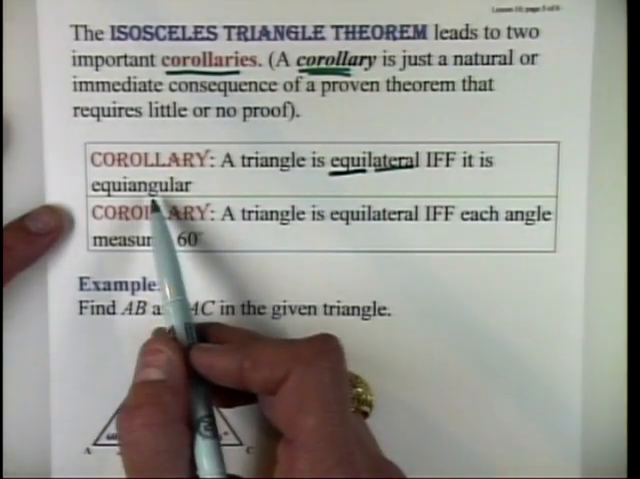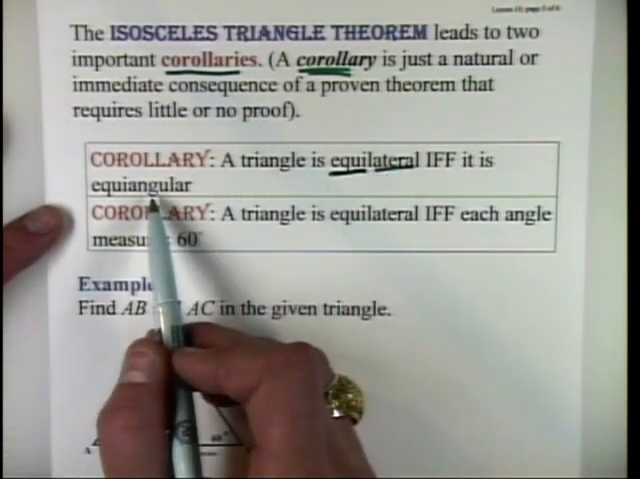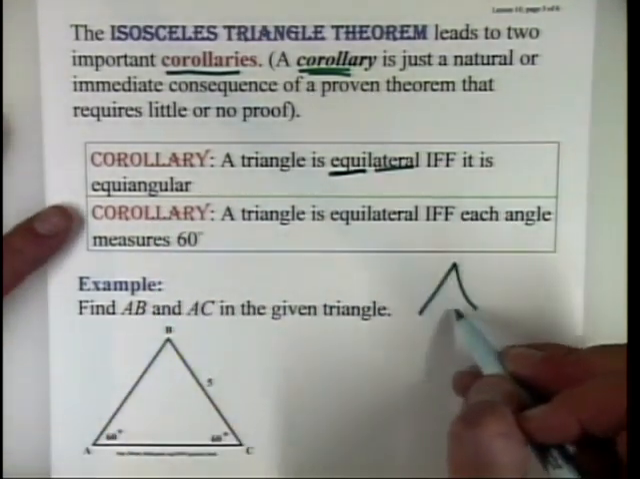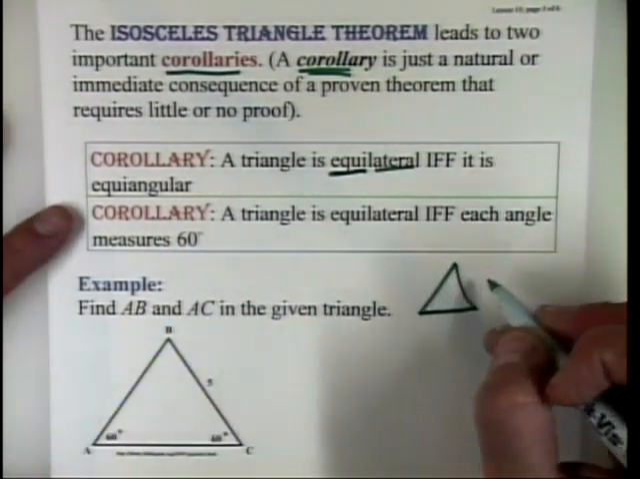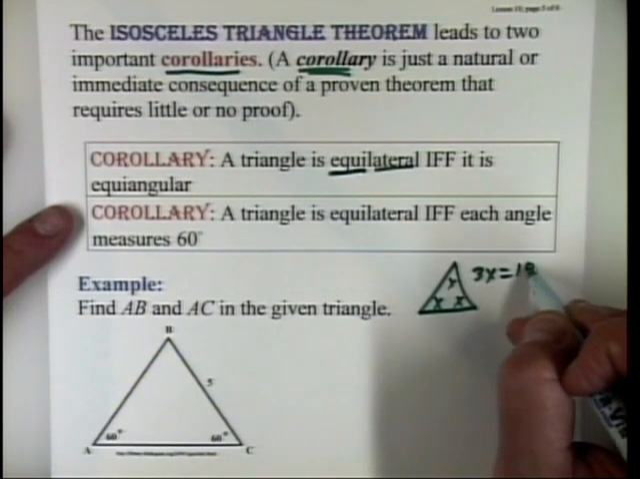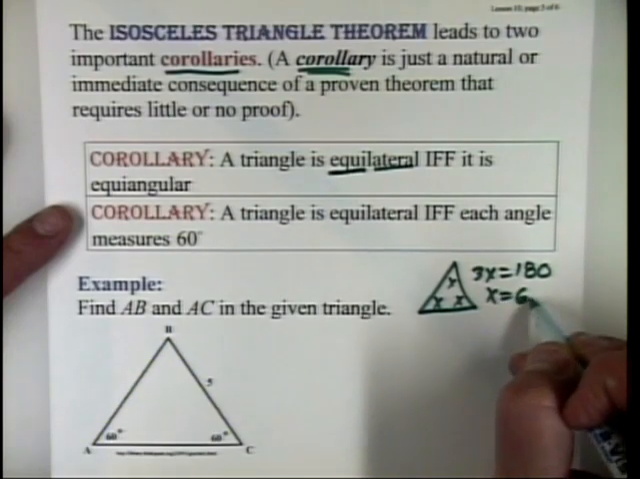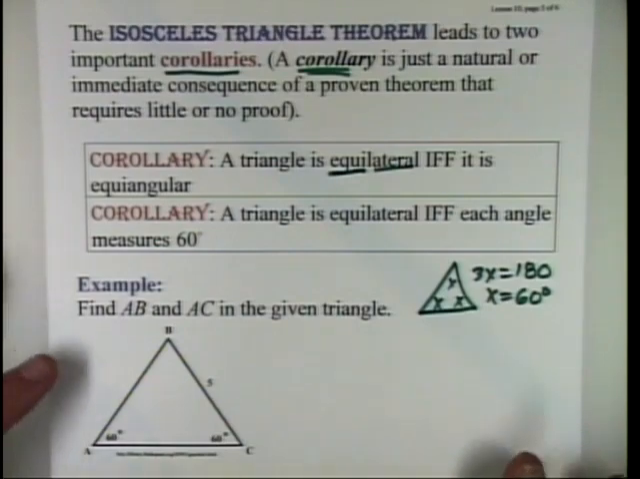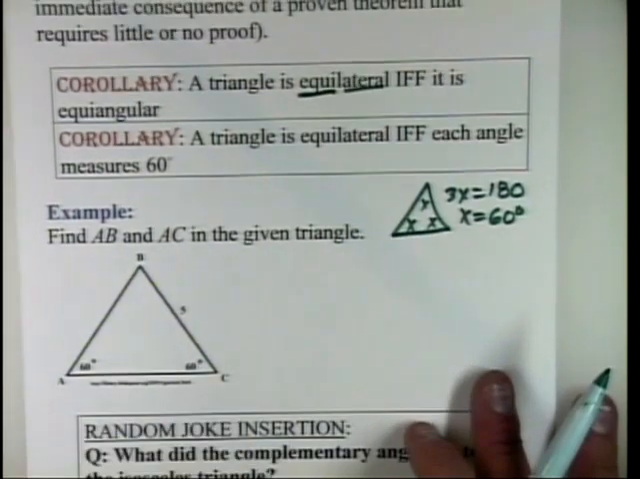Well, we kind of can infer that from above. If equilateral implies equiangular, all three angles are the same size, okay? And they all have to add up to 180. So if they're all the same size, call it x, we know that 3x has to equal 180, so each of them has to be 60 degrees. Okay? So equilateral implies equiangular, which implies all of them being 60 degrees. Those are the corollaries. Let's look at this example down here now.